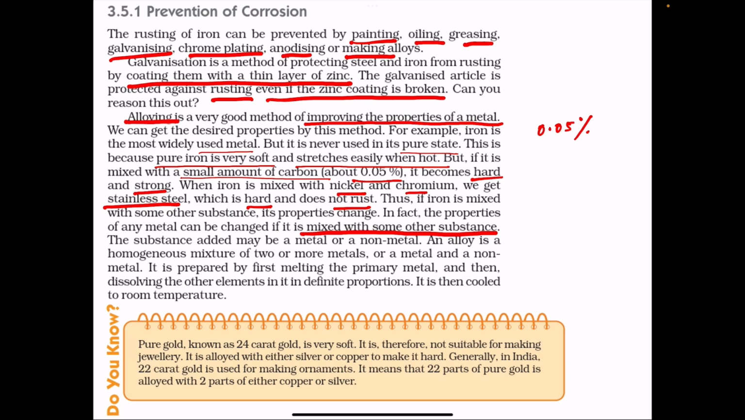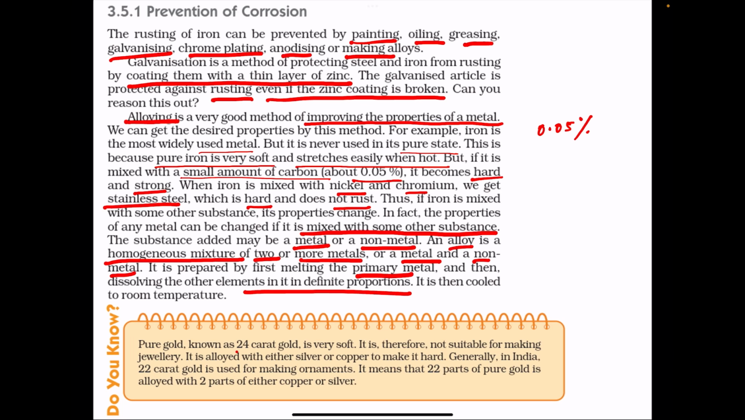So iron mixed with some other substance, its properties change. Properties of any metal, not only iron, can be changed if it is mixed with some other substance. The substance added to the metal may be a metal or a non-metal. Here comes the concept of alloy. An alloy can be defined as a homogeneous mixture of two or more metals or a metal and a non-metal, and it is prepared by melting the primary metal and then dissolving the other element in it in definite proportion. Then it is cooled to room temperature.